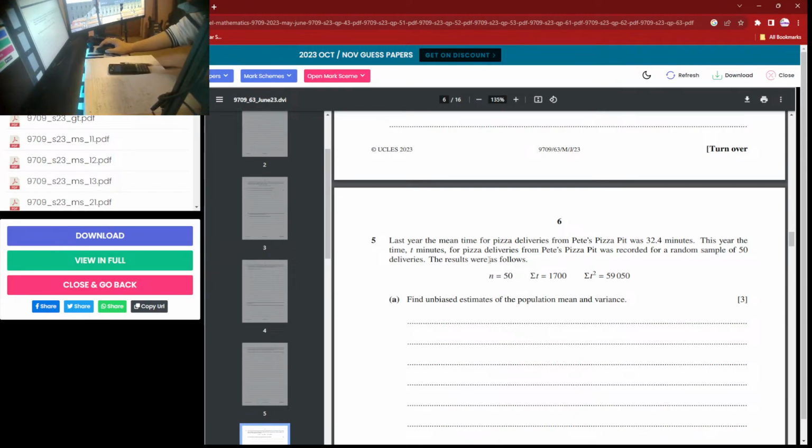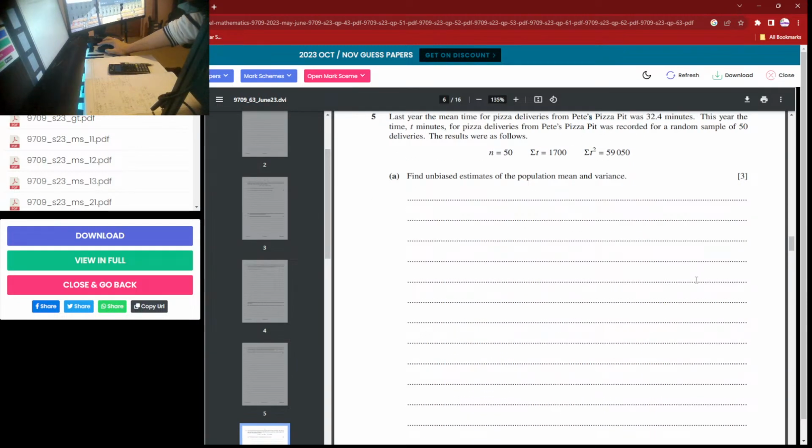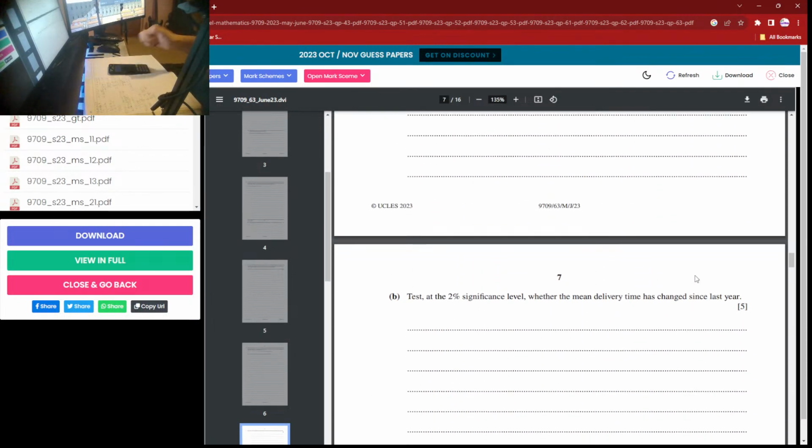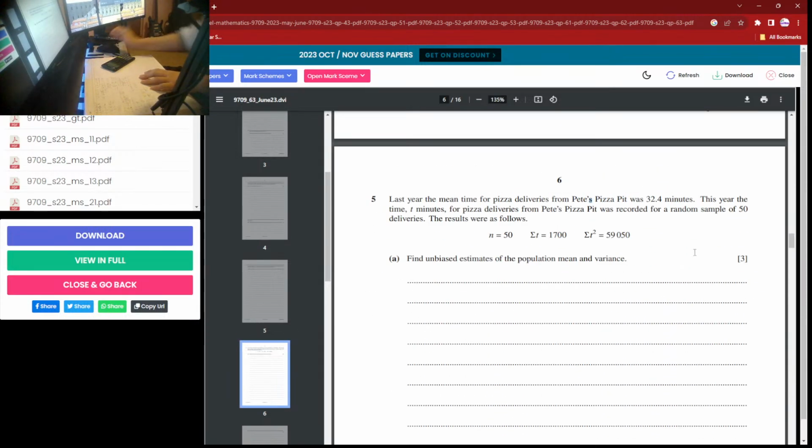Lastly, the mean time for pizza deliveries at Pete's Pizza Pit was 32.4 minutes. This year, the time T is quoted. Next one, B. Test at a 2% significance level whether the mean delivery time has changed. It has just changed, so we're going to find the more-than probability. Let's see if it's more than.